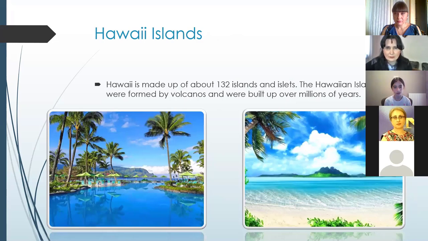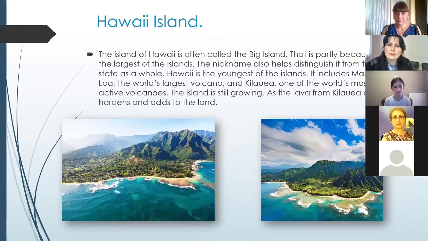Hawaii Islands. Hawaii is made up of about 132 islands and islets. The Hawaii Islands were formed by volcanoes and were built up over millions of years. The island of Hawaii is often called the Big Island. That is partly because it is the largest of the islands. The nickname also helped distinguish it from the state as well.